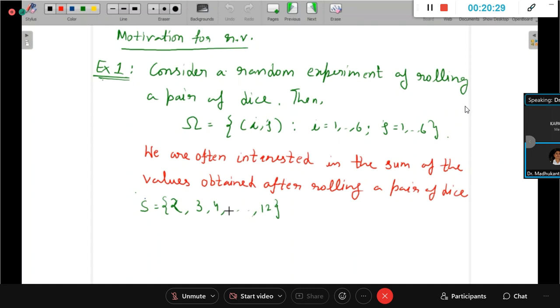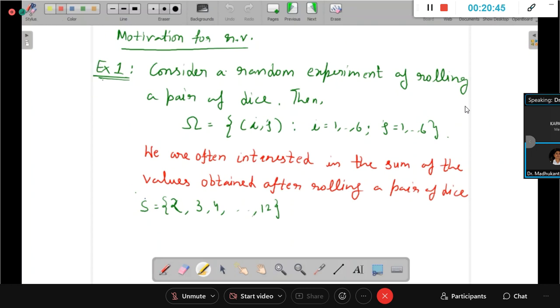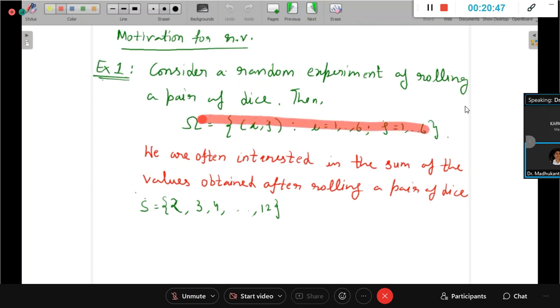Why do you need that is also a question sometimes. So here I'm just starting with an example of a random experiment of rolling a pair of dice. You have written the full sample space, which is here.